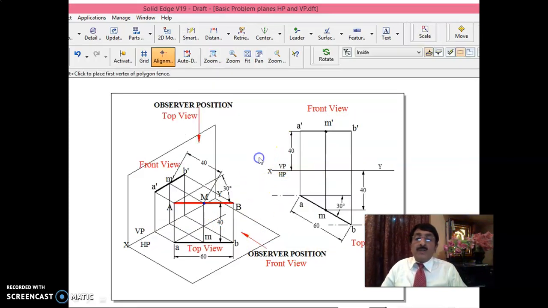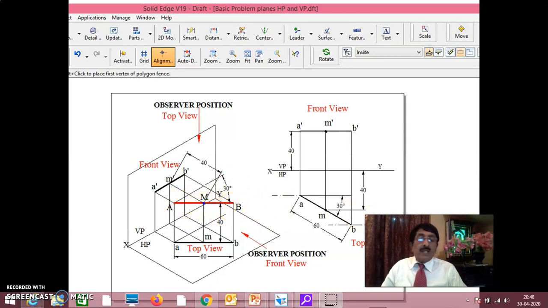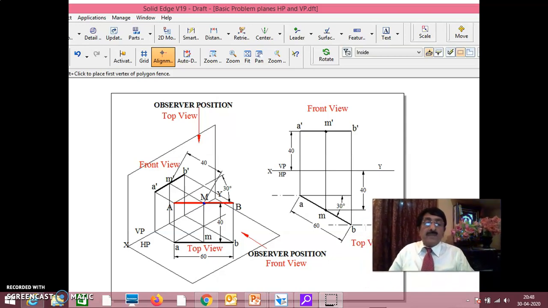But you see here, let us say this is the thing. In this way, I have given a typical problem where the line is AB, you imagine. Please carefully follow. The line is AB, some 40 mm above HP. The line AB is the red one, capital AB. For this, the corresponding front view was A dash B dash, and the corresponding top view was AB.